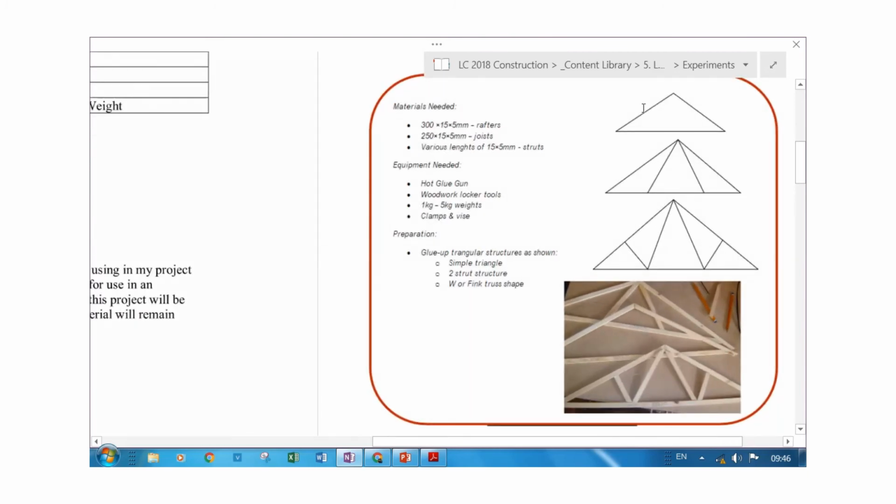What you'll see here is kind of self-explanatory. You make one with your two rafters and your ceiling joist. Then for the next one, you add in two struts. The next one, you have your two struts and your two ties. Then you just hang weights off the bottom of them, and you have to determine which is the strongest one. Obviously the more timber, the better the structure, so the third one should hold the most weight.